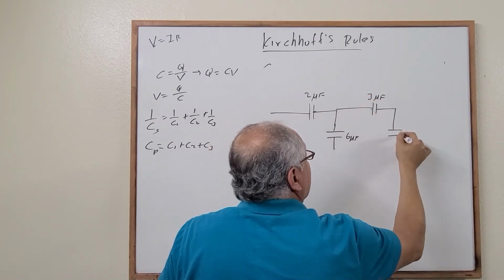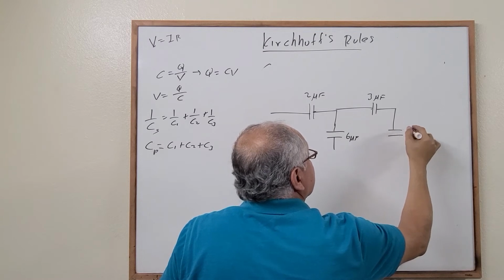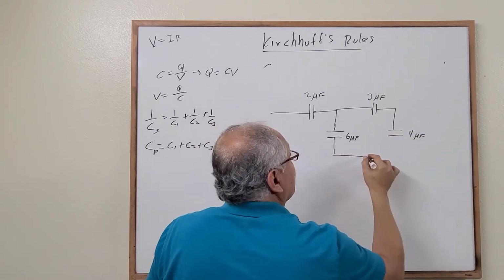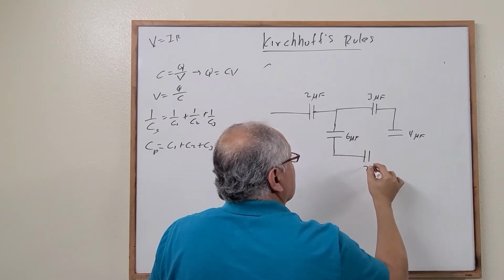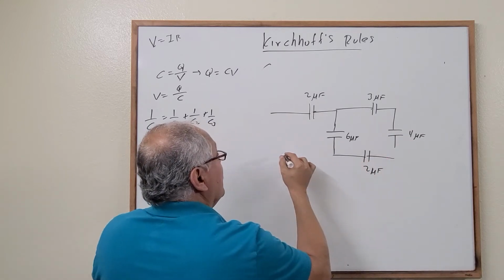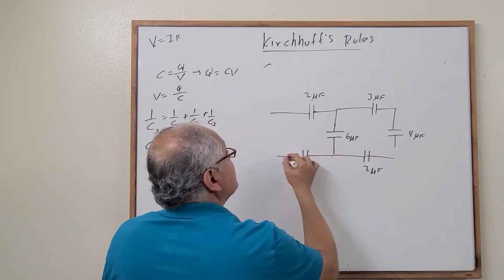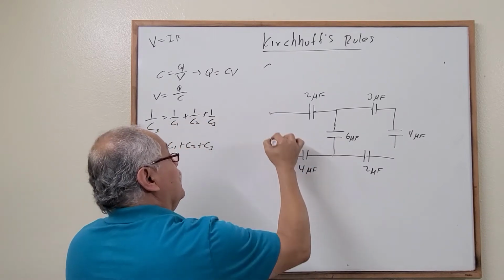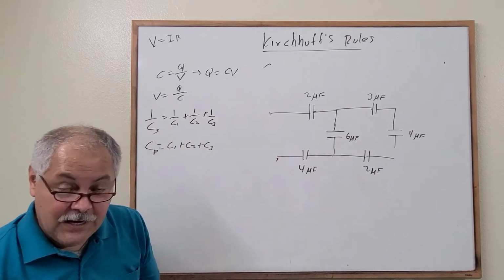Another one right here. Let's say 4 microfarad, correct? Imagine one more, let's say 2 microfarad, correct? And we have one more right here. Let's say what? 4 microfarad. What should be the equivalent capacitance?